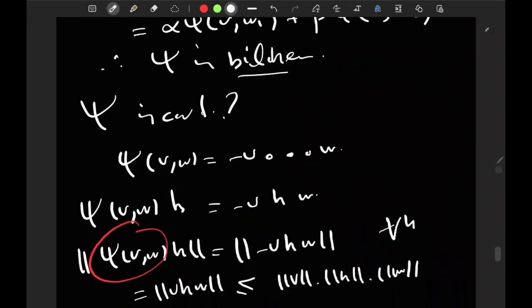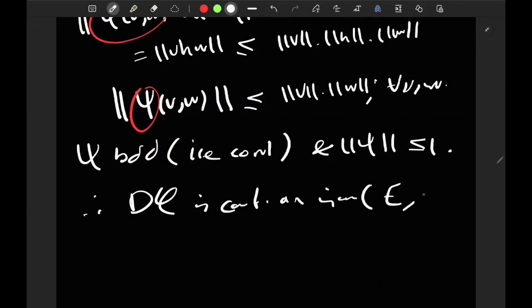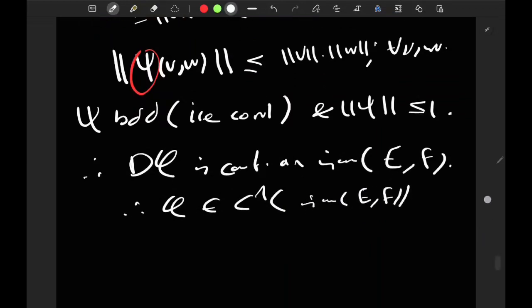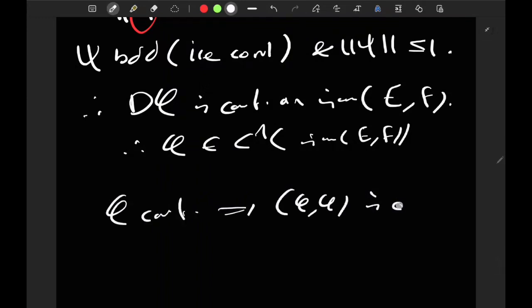Okay, and maybe there's something I should make very clear here. So let me try to make it. But let's draw the conclusion now. So therefore, d phi is continuous on isom E F. Okay, and therefore phi is of class C1 on isom E F. Now, why is the map? So I was saying the map, since phi is continuous, the map phi is continuous.